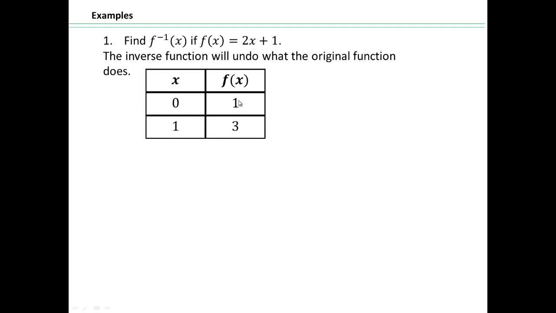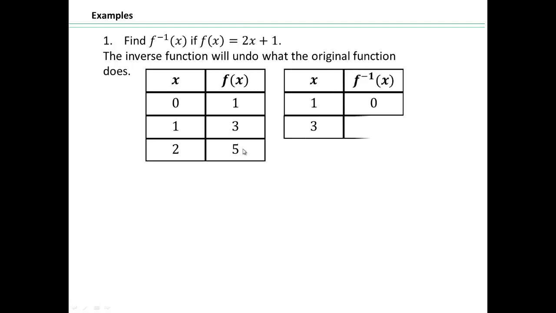If I put x equals 1, 2 times 1 is 2 plus 1 is 3. X equals 2, 2 times 2, 4 plus 1 is 5. So that means that I can fill in the coordinates for f inverse by simply doing what? Right? The x coordinate becomes our new y coordinate, and our original y coordinate becomes our x coordinate. So these are the points.